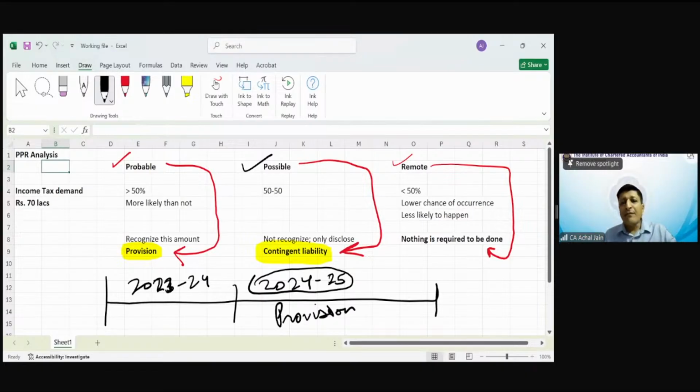So every financial year, the company will have to reassess. That's the point.